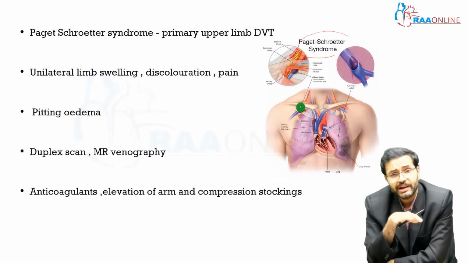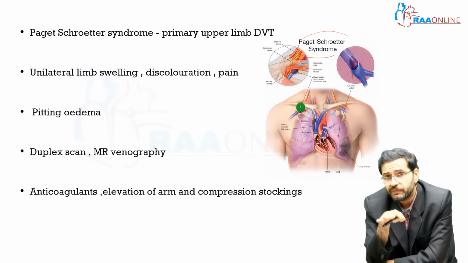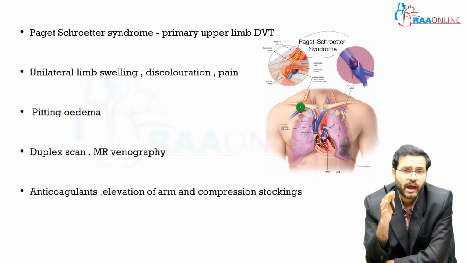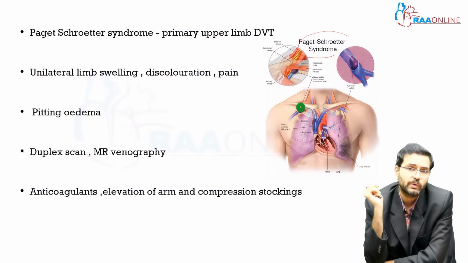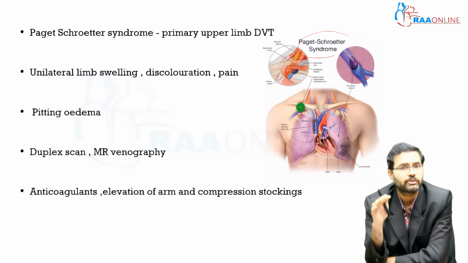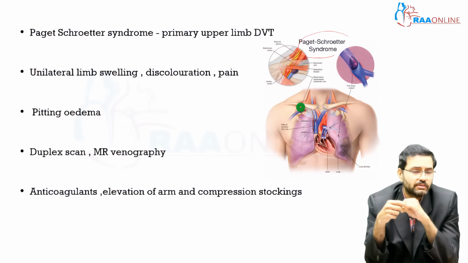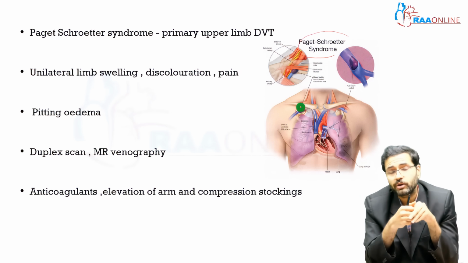Unilateral limb swelling, discoloration and pain are the most common features of upper limb DVT, particularly secondary to an axillary vein or a subclavian vein thrombosis. Another important feature is the presence of pitting edema, and sometimes we can have blisters as well. Diagnosis of upper limb DVT can be achieved by using a duplex scan or an MR venography. Treatment of upper limb DVT is similar to that of a lower limb DVT, using anticoagulants, elevation of the arm, compression stockings, etc.